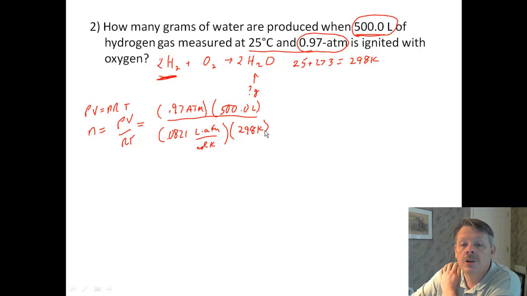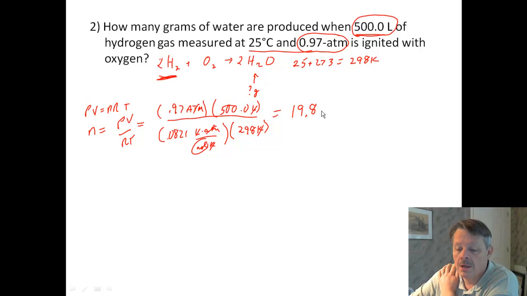Let's check our units, make sure they cancel. We have Kelvin going, liters going, atmospheres going, and so we're left with moles, which is great because that's what we want n to be. So we do our math, and we figure out that that's 19.8 moles of H2.